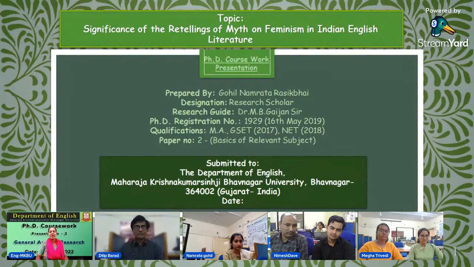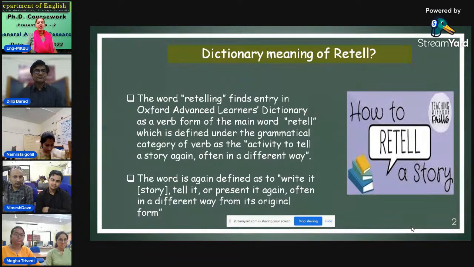Dictionary meaning of retell. The word retelling finds entry in Oxford Advanced Learner's Dictionary as a verb form of the main word retell. Here we have to at least know what is the meaning of retell, which is defined under the grammatical category of verb as the activity to tell a story again, often in a different way.